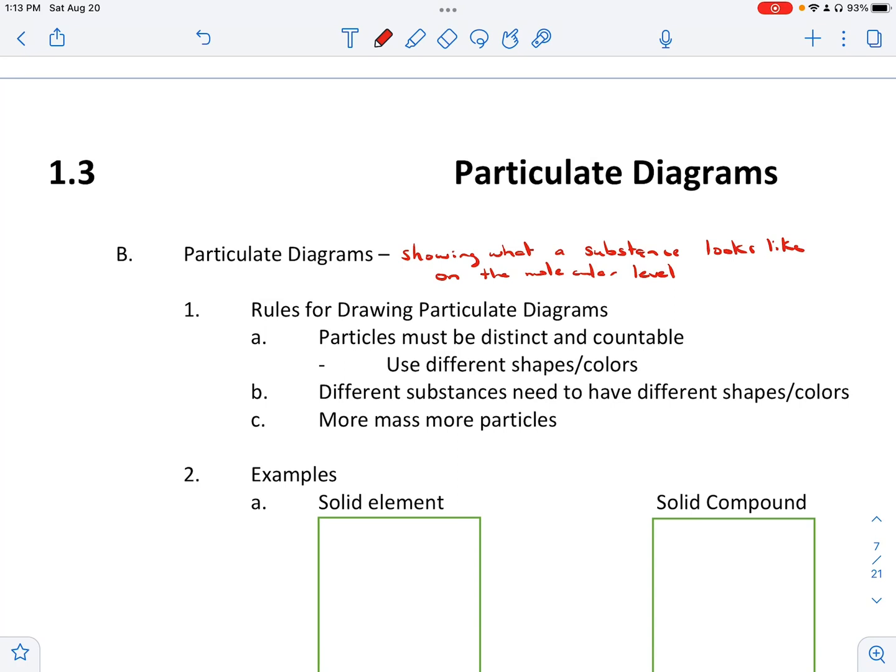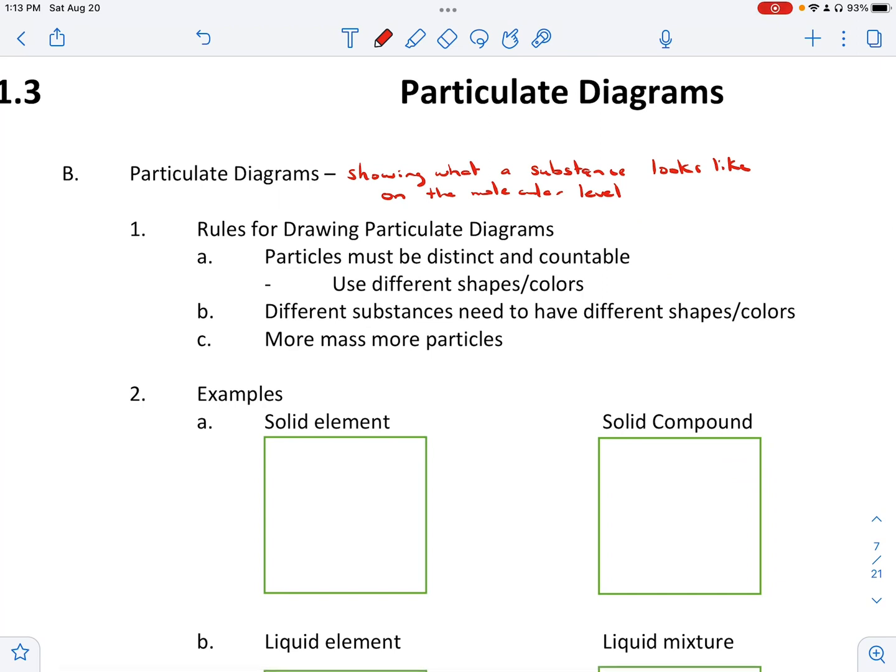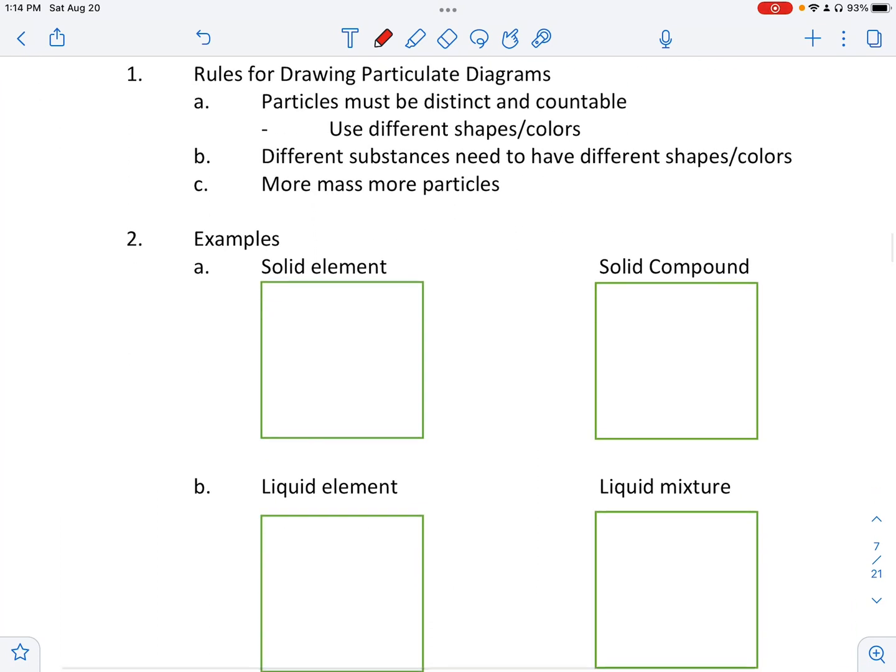All right, so our rules for drawing particulate diagrams. Our particles must be distinct and countable. So what we can do is use different shapes and colors. You have a whole bunch of colors with you. You could also just use different shapes, a square, a circle, a triangle, a star if you need to. Different substances need to have different shapes and colors. If we have more mass, we have more particles. But we're going to draw them all in this cute little box, if you will.